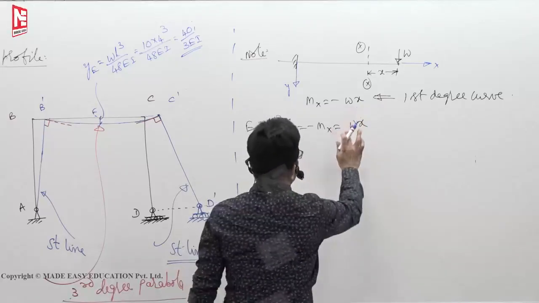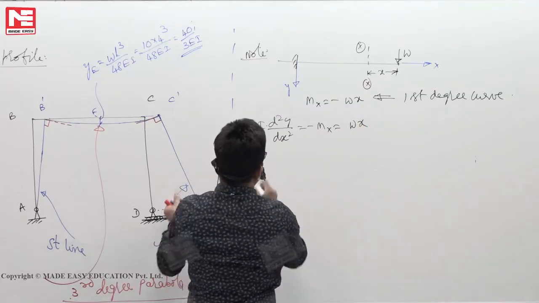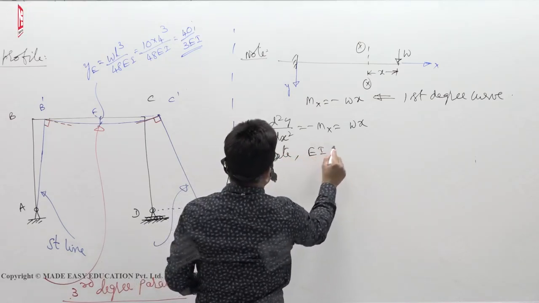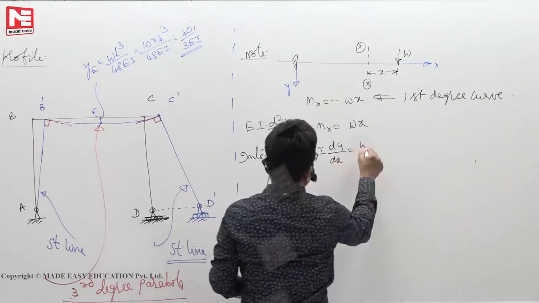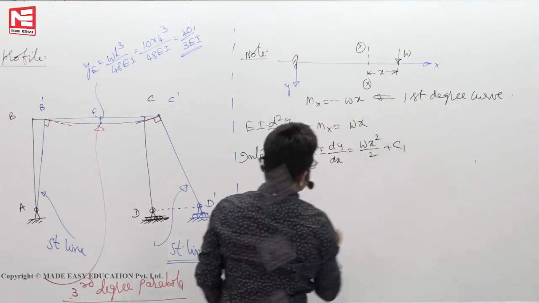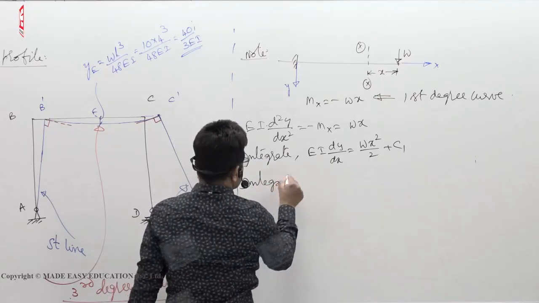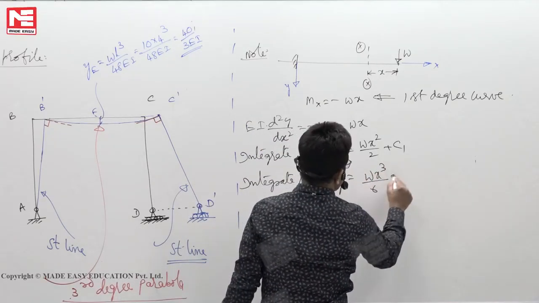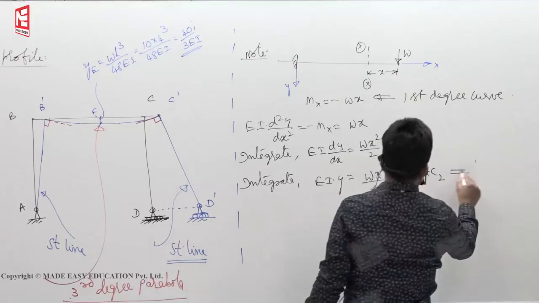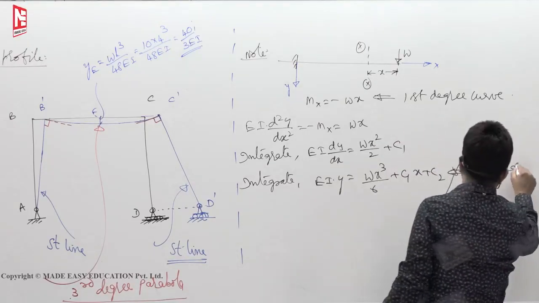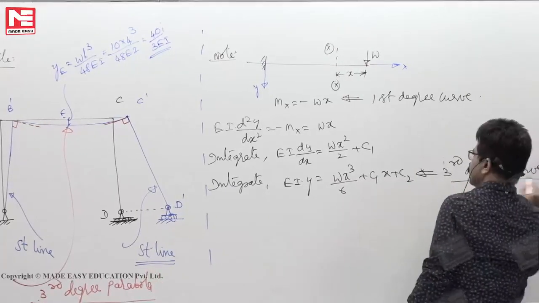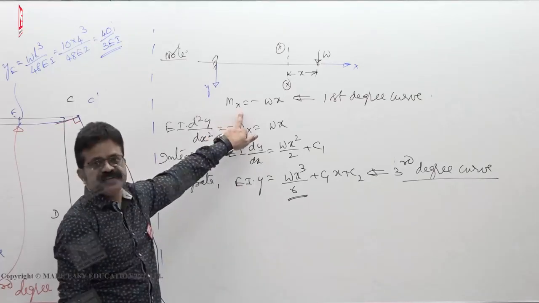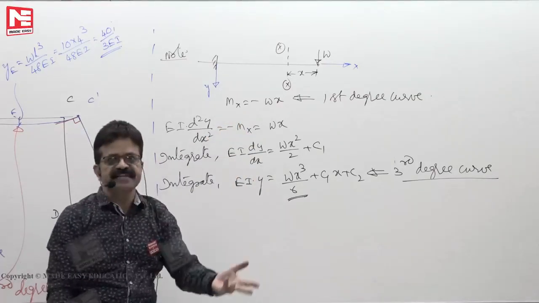I think those fundamentals are over. So Wx. Now if you integrate, what will you get? EI dy by dx equals Wx squared by 2 plus some constant of integration. Again integrate, you will get EI into y equals Wx cubed by 6 plus c1 x plus c2. So what degree curve is it? Third degree curve. X cubed is there. So what do you understand from this? If the bending moment is a first degree curve, the deflection will be 2 degrees extra.